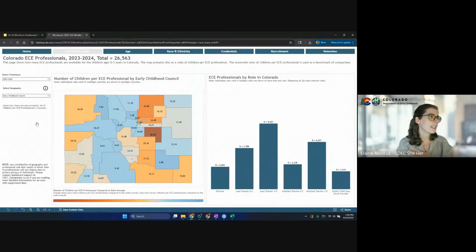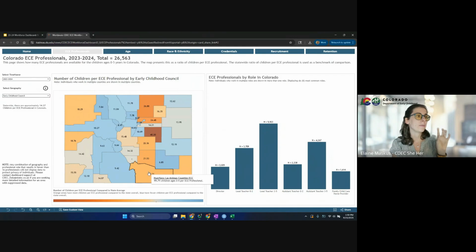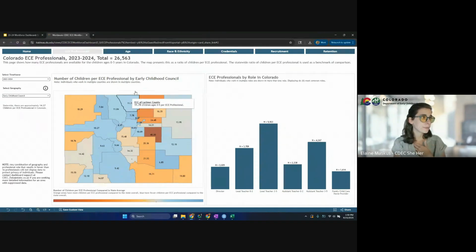And then just below this is the statewide average of child to early childhood professional. And now to get into it. The statewide child to professional ratio is about 14. And this map is a heat map that shows ECCs that have a higher child to professional ratio will be in orange, and councils that have a lower child to professional ratio will be in blue.